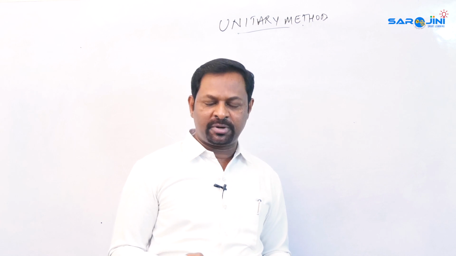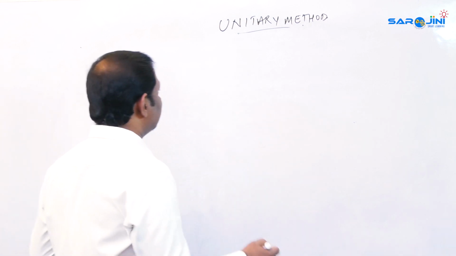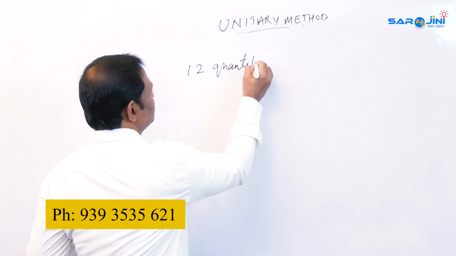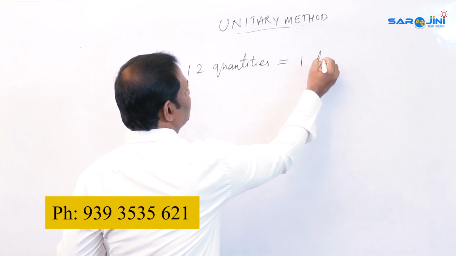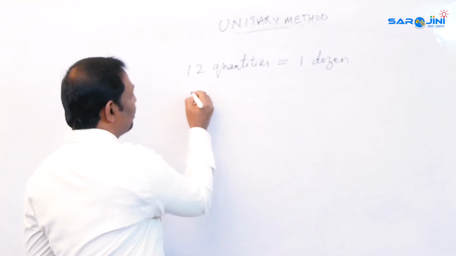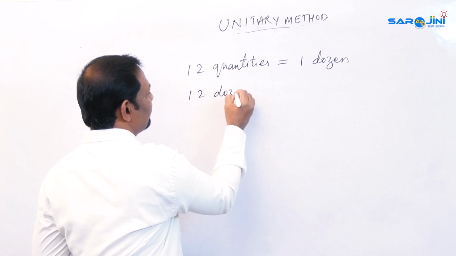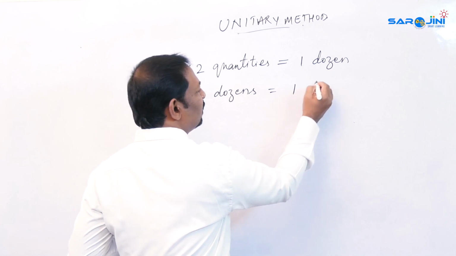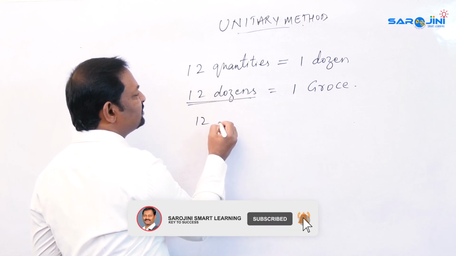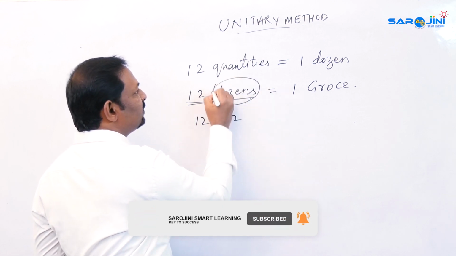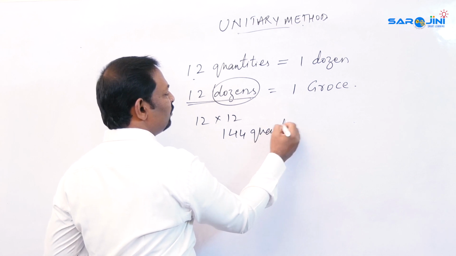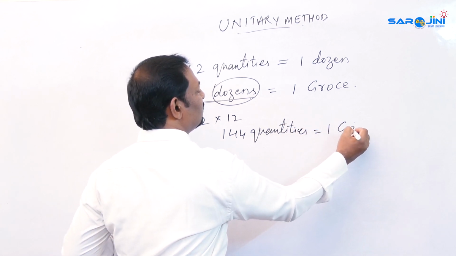Before I go to the next problem, just now we discussed a dozen. Dozen means we take 12 quantities. 12 quantities is equal to 1 dozen. Suppose you take 12 dozens, we call that 1 gross. Actually 12 dozens means 12 times 12, because a dozen is nothing but 12 quantities. So 12 times 12 is 144 quantities. So 144 quantities is equal to 1 gross.